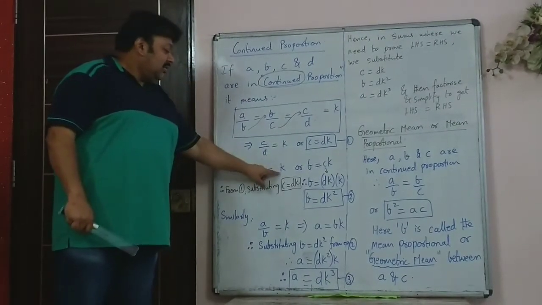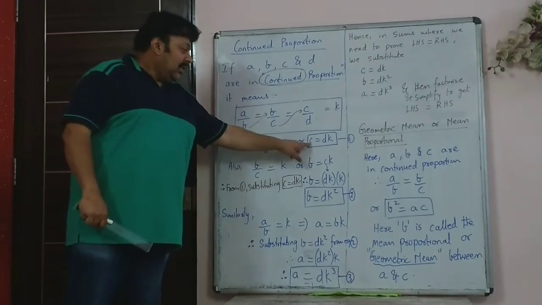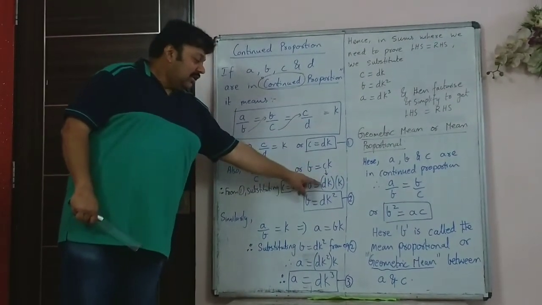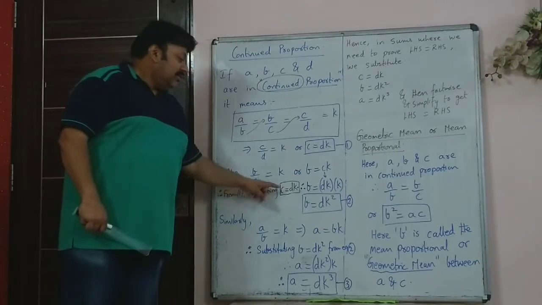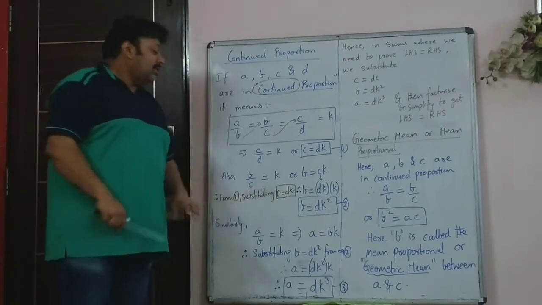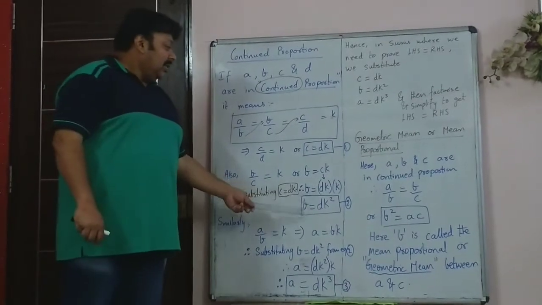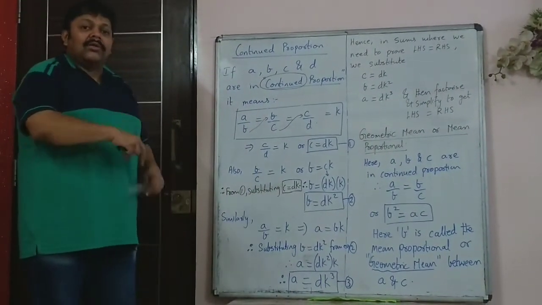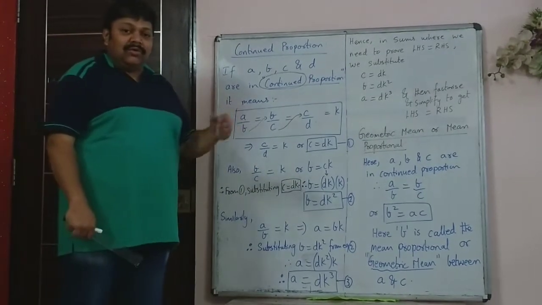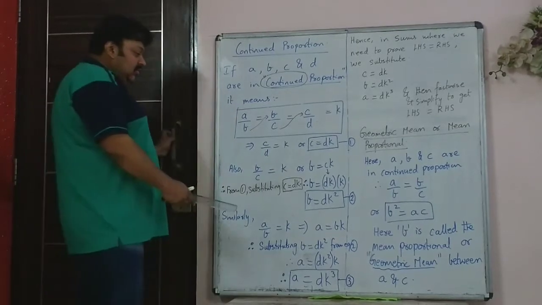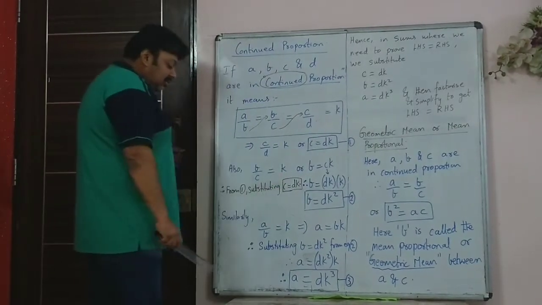So B is Ck. But you already know C is dk, so we write instead of C, dk from equation 1. So this becomes D into K, that is dk squared. So B becomes dk squared. Of course, this will be more practical when we actually do the sums. That we will do on some sums here and some sums will be done on Zoom. So B is equal to dk squared.